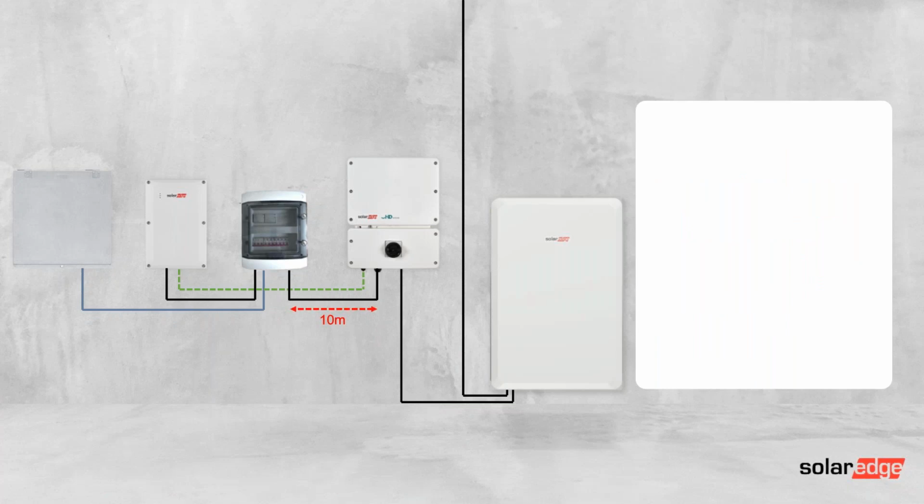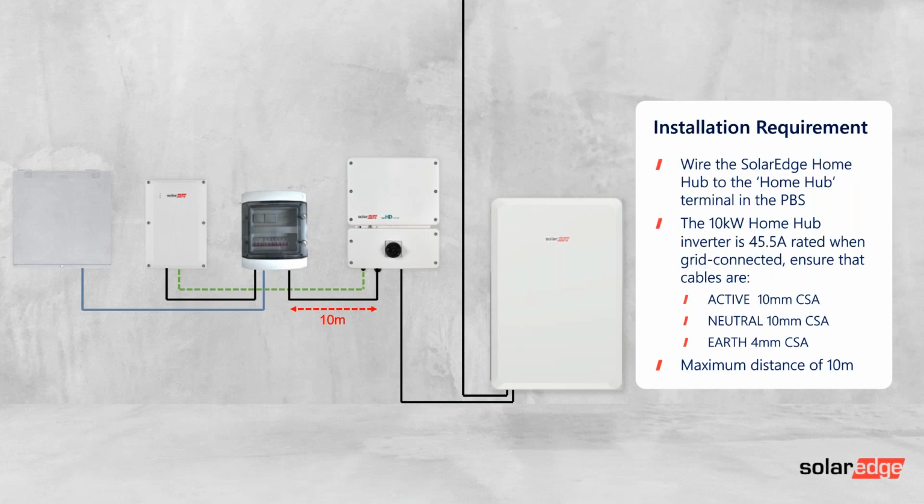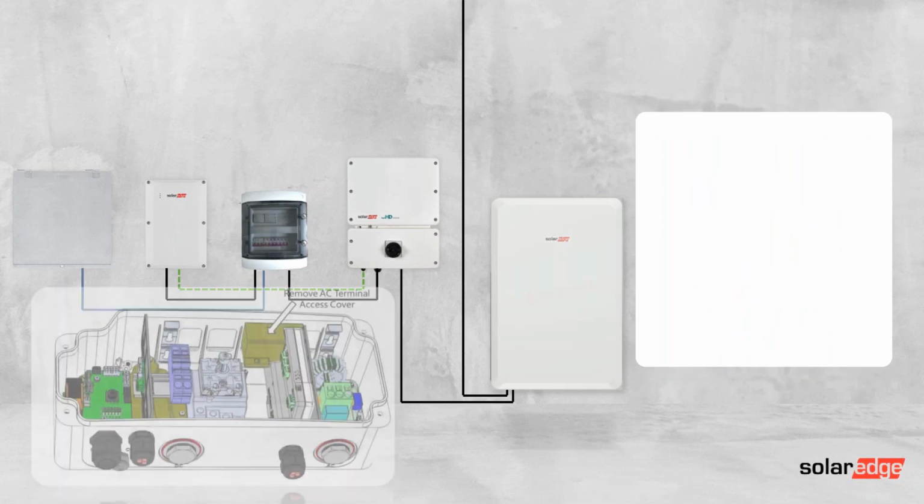Then you've got the AC connection between the inverter and the polyphase backup switchboard. Again, if it's a 10 kilowatt home hub, the recommendation is about 10 meters and to use 10 mil CSA cable to make sure that your voltage drop isn't too great.